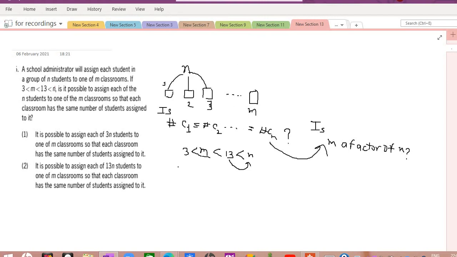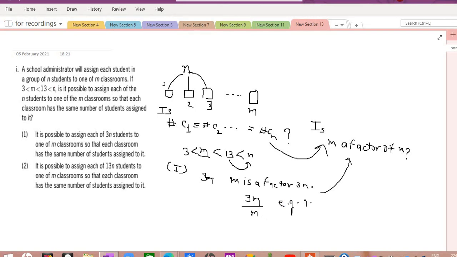Statement 1 says that it is possible to assign each of 3n students to one of m classrooms such that each classroom has the same number of students assigned to it. So in short, it is saying that 3n is a multiple of m, or m is a factor of 3n. That's the information given. Now, does this answer your question? See, if m is a factor of 3n, it may or may not be a factor of n. Let me give you some examples.